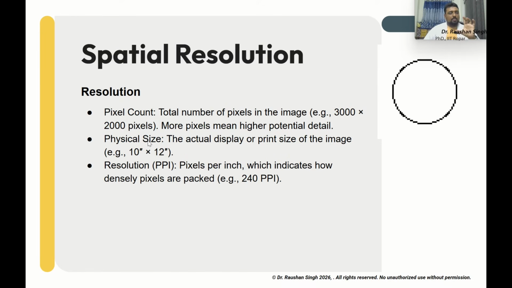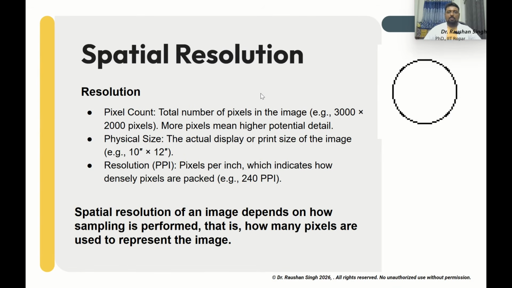If the image is 10 inch by 12 inch, like this we represent the quality of an image based on pixel count, and based on resolution, pixels per inch: in 1 inch how many pixels are present. We also say DPI, dots per inch, that is pixels per inch only. So here again the same image comes. If you have higher pixel values, you are able to see the clarity of the image in a better way.